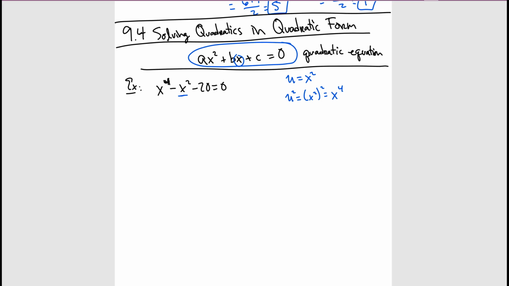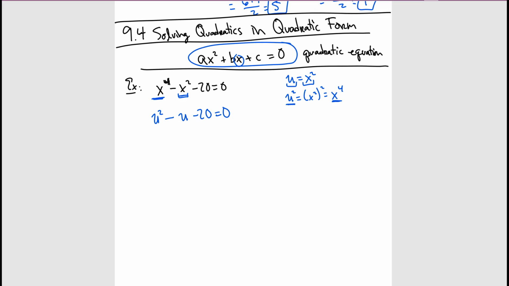So basically I can do the substitution. This x to the 4th power equals u squared. This is going to be u squared minus x squared, and x squared is just u, minus 20, I didn't do anything with that, equals 0. So what I'm doing is substituting so that I get a quadratic equation.